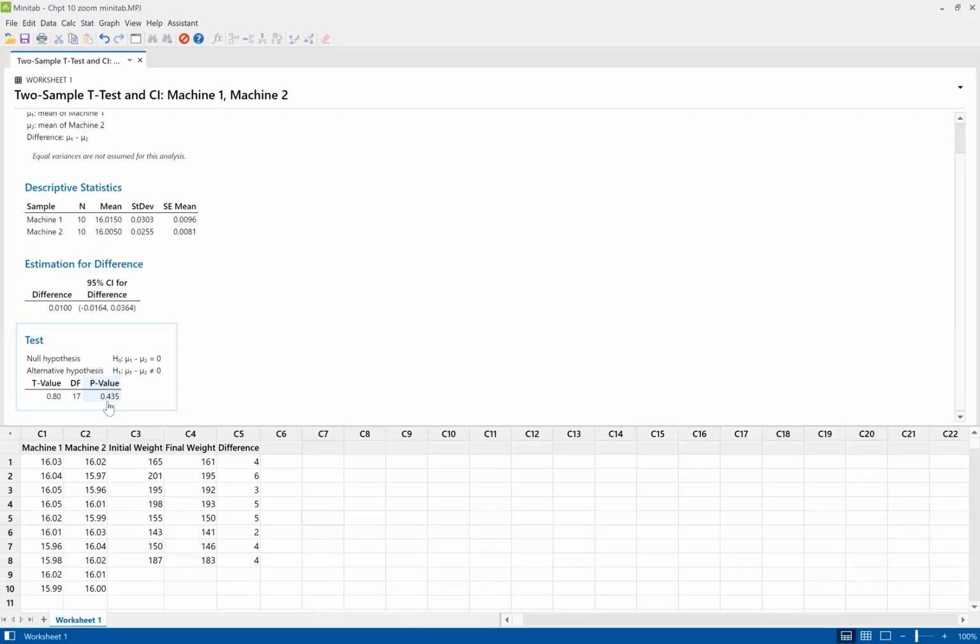And so since we accept the null hypothesis, we are saying that machine 1 and machine 2 function similarly, or statistically, they are not different in their function. So even though their means are different, even though their standard deviations are different, this test shows us that there is no statistically significant difference between machine 1 and machine 2.